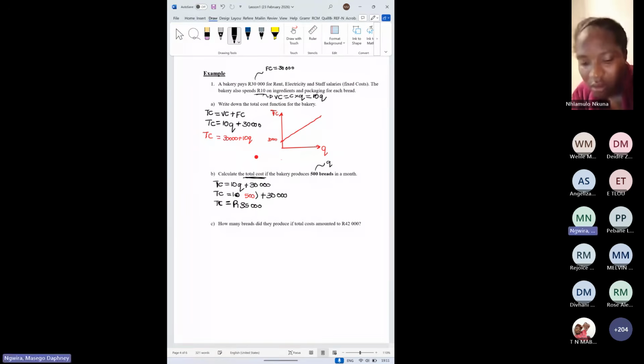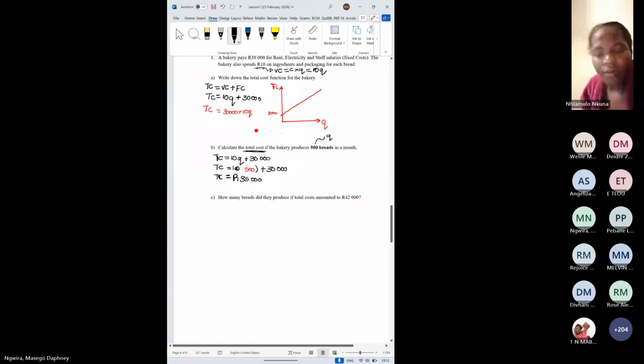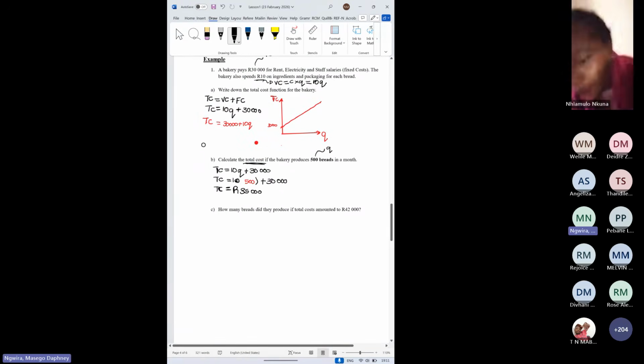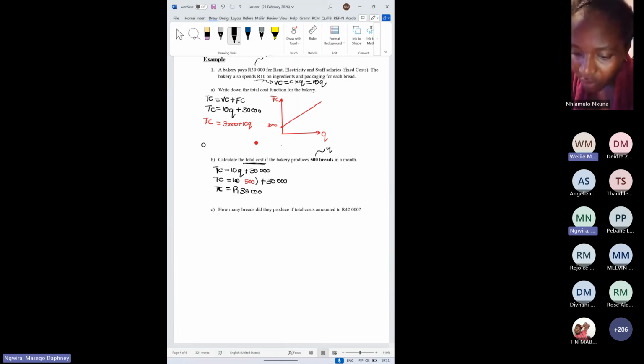Is it compulsory for you to put the R? No. Remember our assignments and assessments, it's always multiple choice. So you just choose the right one. If it's 35,000, you choose where there's 35,000. All right?